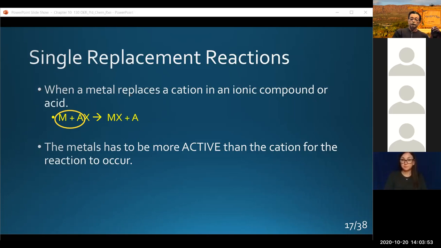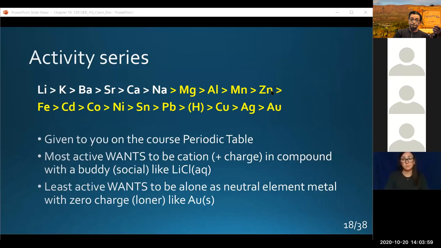And we'll do some more examples here in a bit. But that's basically the questions you ask yourself, okay? And this is the activity series. In this case, the white ones are, like I stated, in your periodic table, they're underscored or highlighted. Those are the most reactive metals. This is telling you that lithium is a lot more reactive than gold. Gold is the last one.